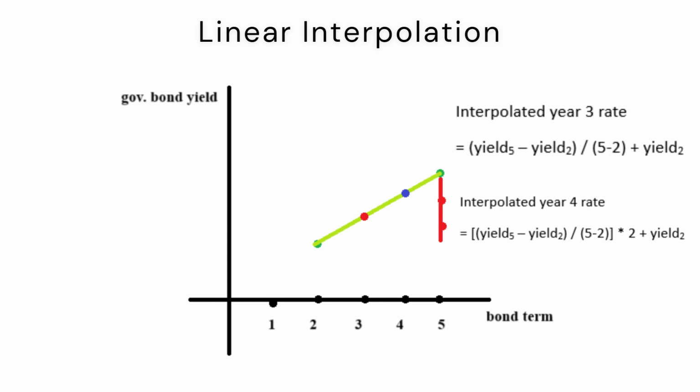To get the interpolated yield for a 4-year bond, we again calculate the incremental amount for each year, then multiply by 2 because it takes 2 years to go from year 2 to year 4. Then add this amount to the 2-year yield.